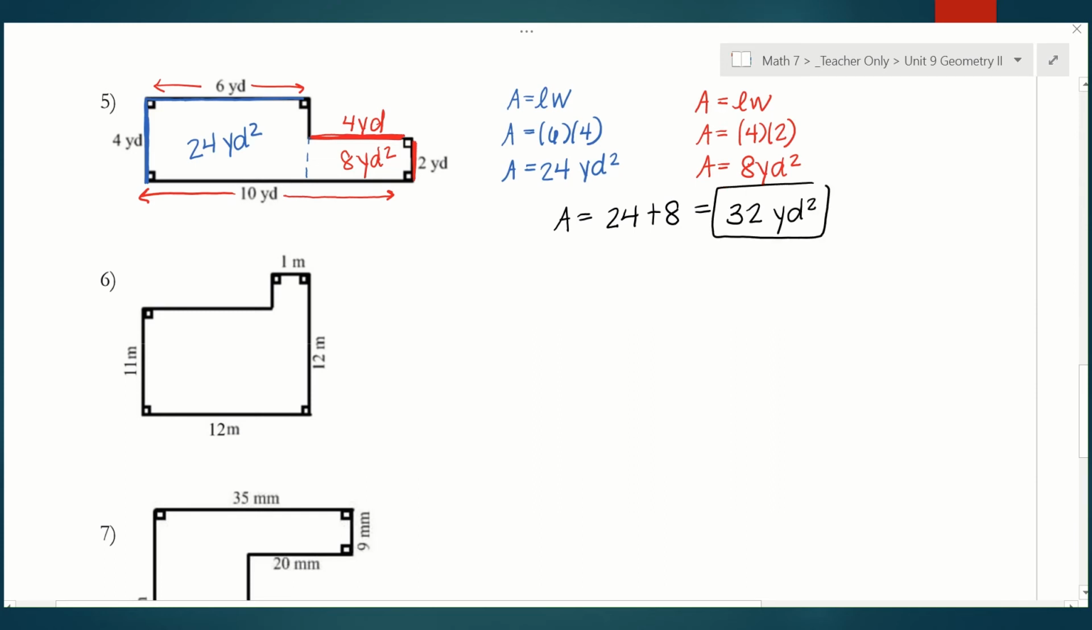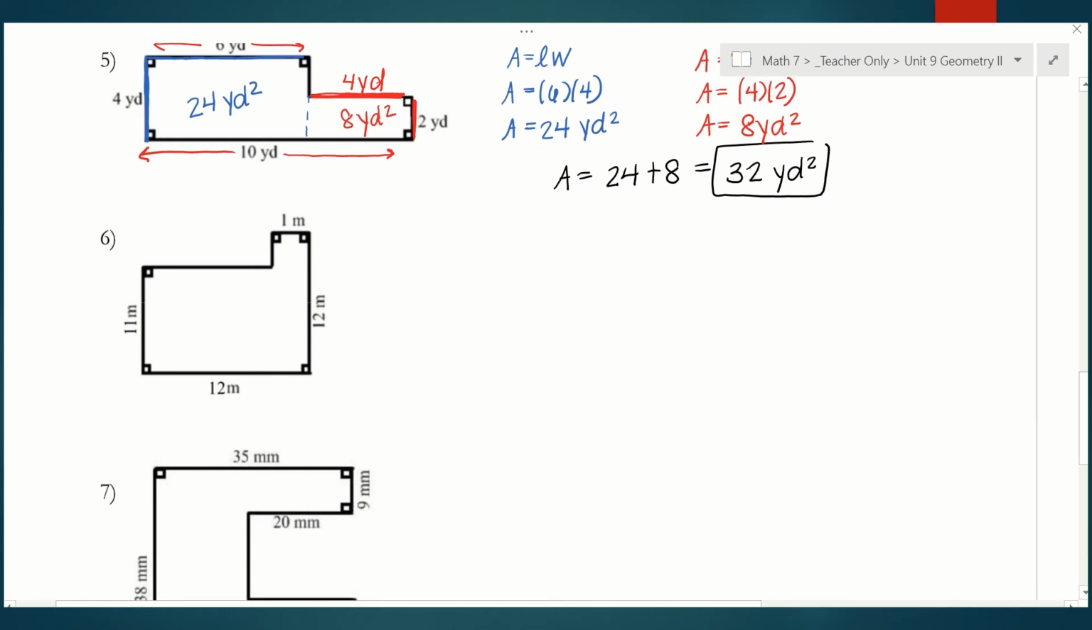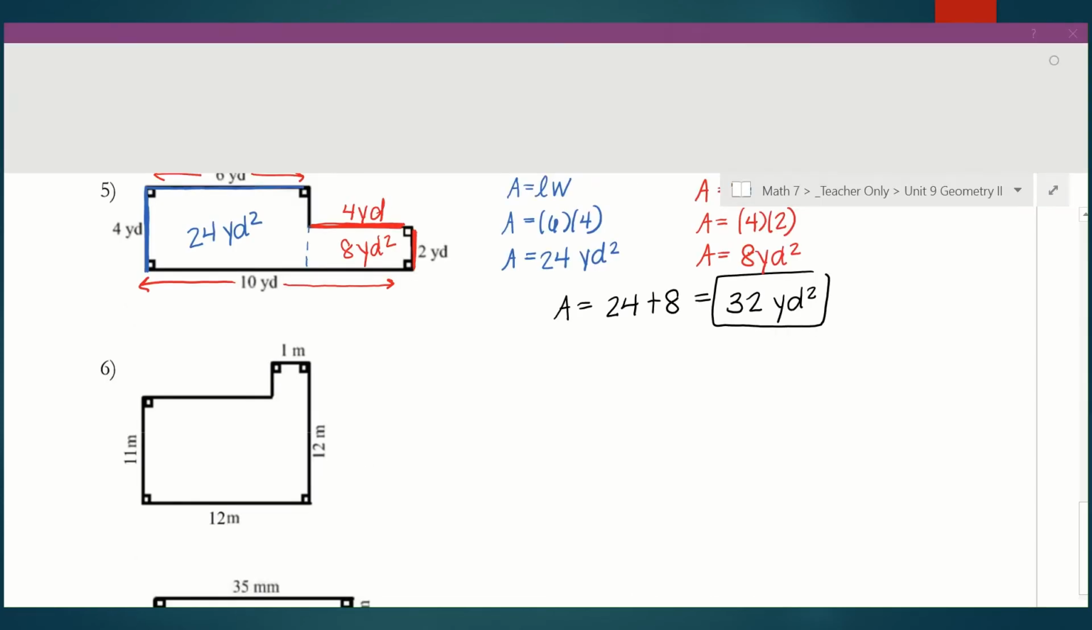Now you could have also cut this completely different and gotten the same area. Your work just would have looked a little different. Okay, so there are different ways to find that same area. All right, so I would pause the video again here for number 6. Go ahead and try it and then press play.